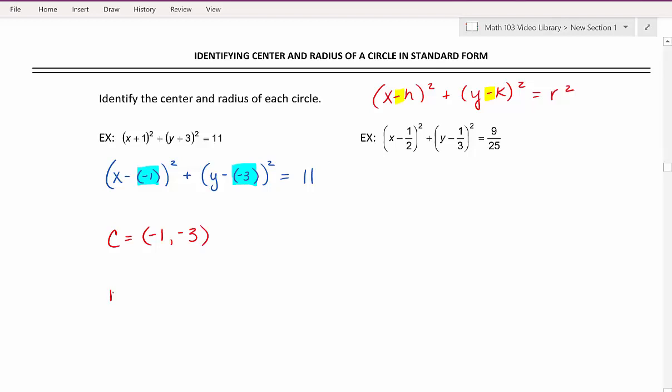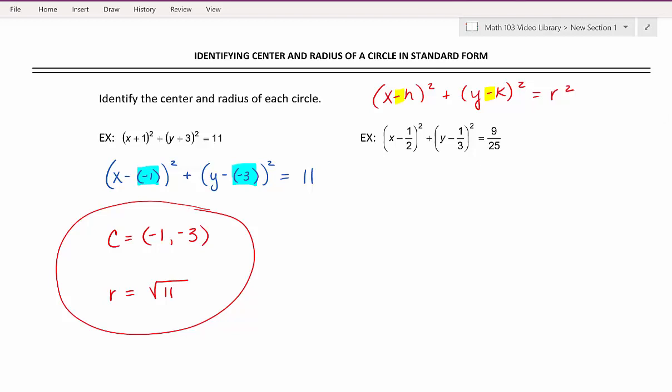The radius is always the square root of the constant. So that will be the square root of 11. We look to simplify the radical. It doesn't simplify, so our radius is the square root of 11.